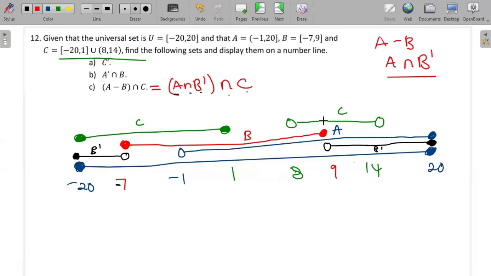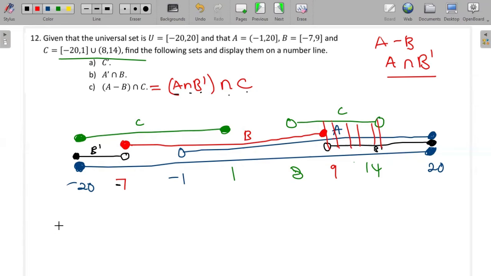So starting here, you can see that the green, the blue, and the black are overlapping there. And then here, can we see anywhere where the blue, black, green are overlapping? No. So here there won't be any intersection. So the intersection will just be this side. It is from this number here, which is 9, and then this number here, which is 14. That's where the intersection is.